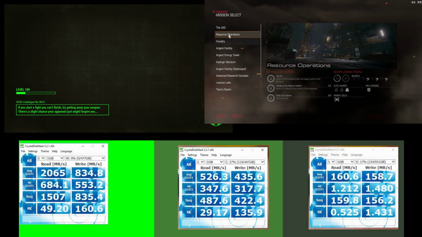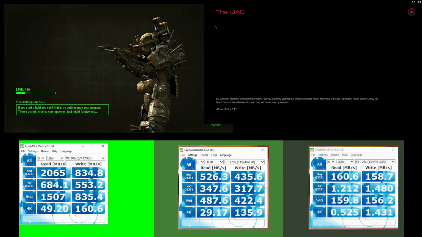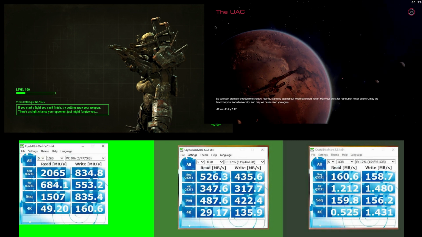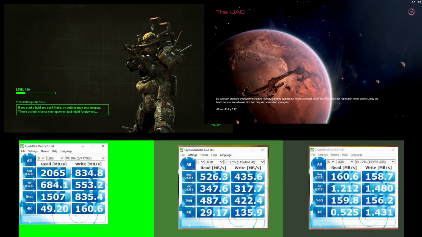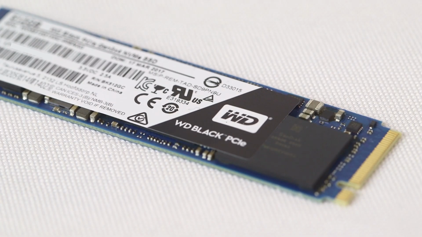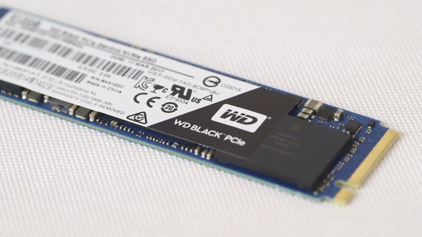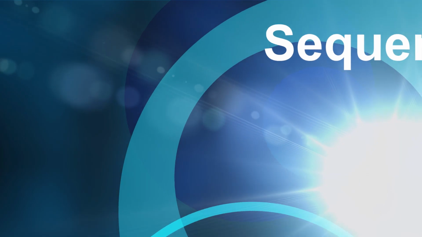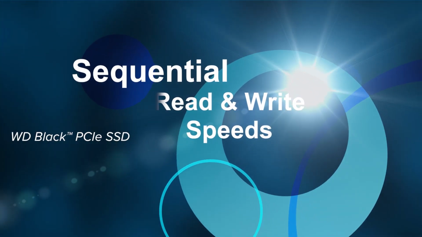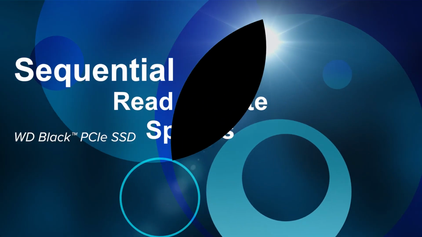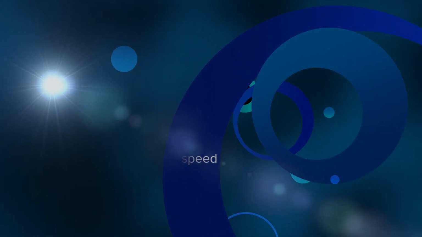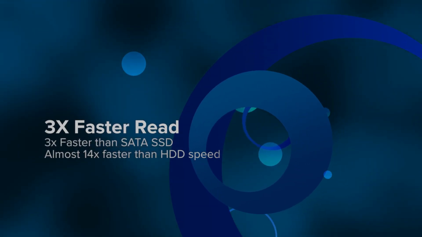I did 14 different tests to compare the WD Black PCIe SSD to other various drives. The benchmarking results are in megabytes per second, so the higher the number, the faster, the better. Sequential read and write speeds for the WD Black PCIe SSD absolutely destroy the other drives, with read speeds triple the solid state drive and almost 14 times the hard drive.